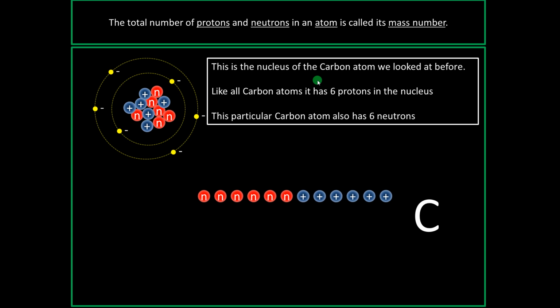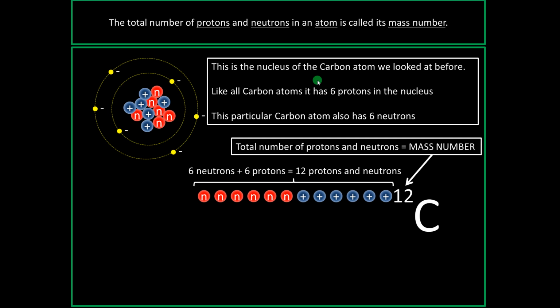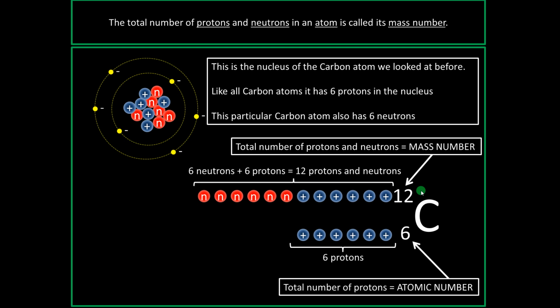Okay, so we're just going to look at the nucleus, the carbon atom we looked at before. And what I've done is I've lined up all the neutrons and protons, 6 of each in this case, giving us 12 in total. So that gives us a mass number of 12. And what you can see down here is the letter C, which is the chemical symbol for carbon, and the mass number goes before it and at the top. The atomic number that we mentioned before, which is the number of protons, goes at the bottom, and that's 6 for carbon, like we said.